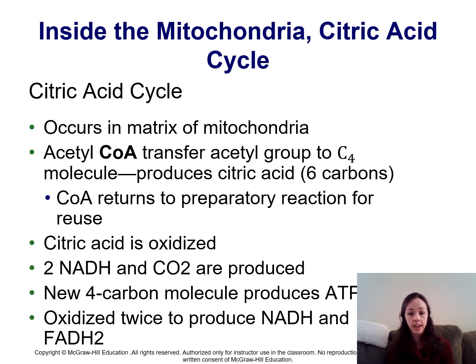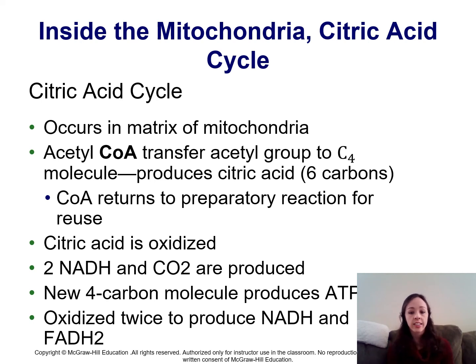Our third step is called the citric acid cycle. Those 2 acetyl-CoAs enter into this third step, which also occurs within the matrix of the mitochondria. The first thing that happens in this cycle is that the acetyl is transferred to another molecule, producing citric acid, which is a 6-carbon molecule. This then frees up that enzyme CoA to go back to the preparatory cycle to collect more acetyl molecules.